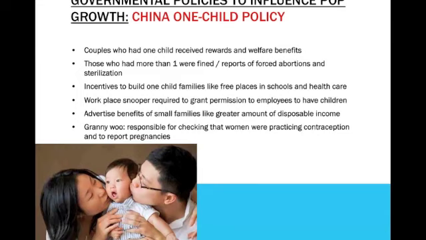Then you'd also have Granny Wu, which was kind of, think of it like Hitler's secret police. It was kind of like that, except obviously less violent. And they were called the Granny Wu, who were responsible for checking that women were practicing contraception and to report pregnancies to the government. So in every building and stuff like that, you would always have like the tenant or something.